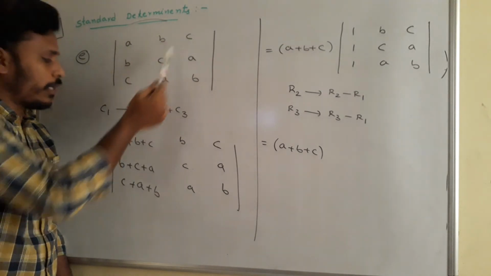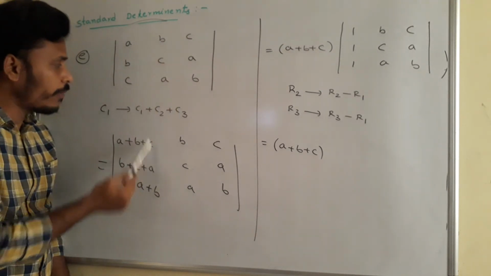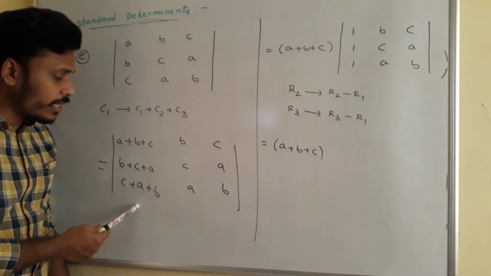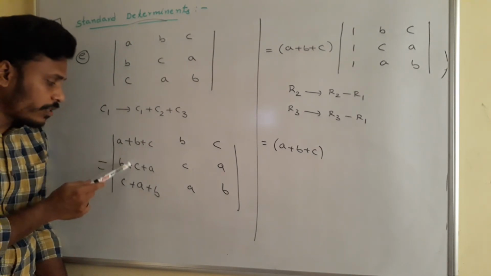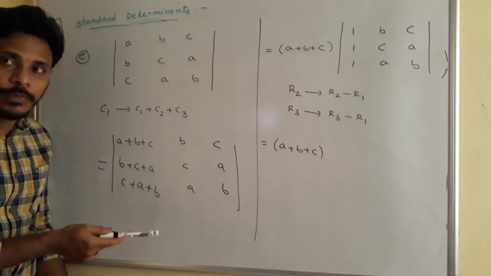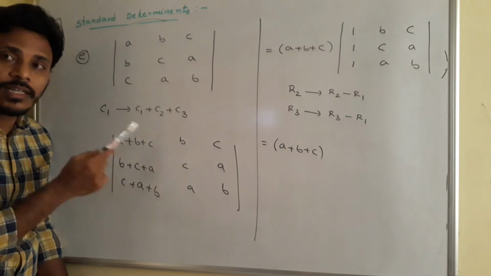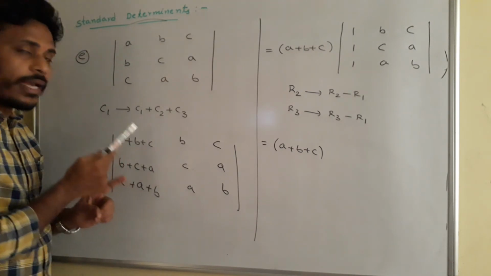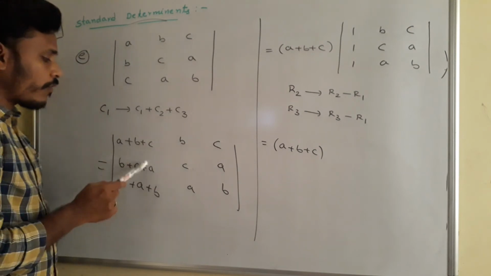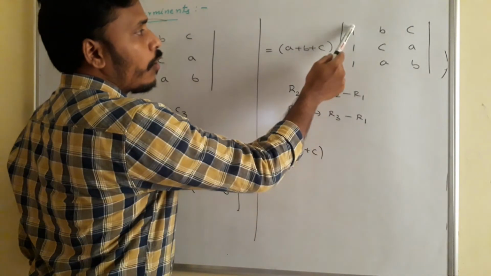So A plus B plus C, B plus C plus A and C plus A plus B at the end. Now if you observe, these three terms are equal, which is A plus B plus C. So you just pick out that A plus B plus C. Since you write that A plus B plus C out, you are left with 1, 1, 1 here.